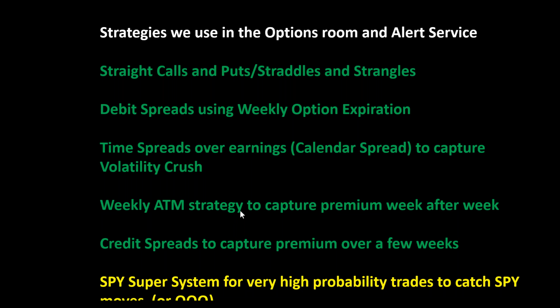I have a weekly ATM strategy where we sell puts every week against a neutral to bullish stock, and we hold a longer term dated put out further in time to protect that position. We do credit spreads, which we actually have one on Microsoft right now, to capture premium. And we also do SPY Super System trades in the room. These are very quick, high probability, very fast trades off the SPY, the Q, and the IWM or the futures. And we take them in the room.